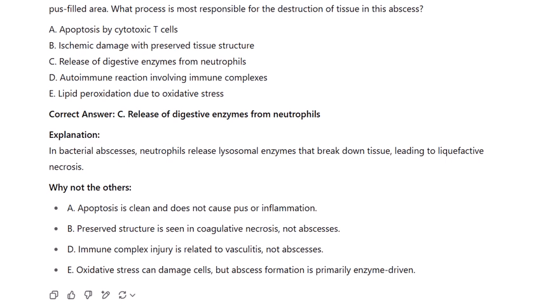Apoptosis is clean and does not cause pus or inflammation. B. Preserved structure is seen in coagulative necrosis, not abscesses. D. Immune complex injury is related to vasculitis, not abscesses. E. Oxidative stress can damage cells, but abscess formation is primarily enzyme-driven.